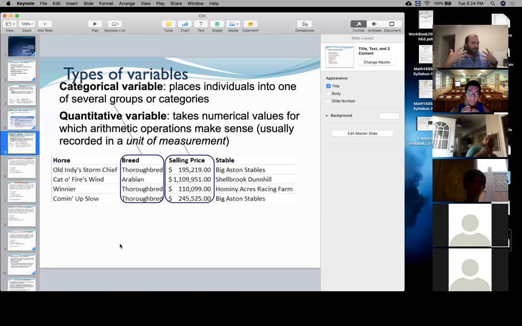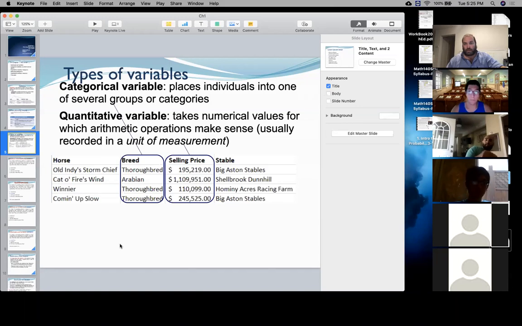There's no information that can be ascertained by doing math with the numbers. Therefore, it's not quantitative. So what is something that is quantitative? And you can use the same example that I've already done if you want. What's something that is quantitative?